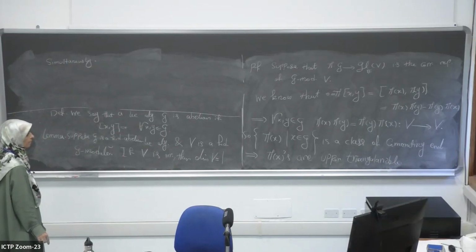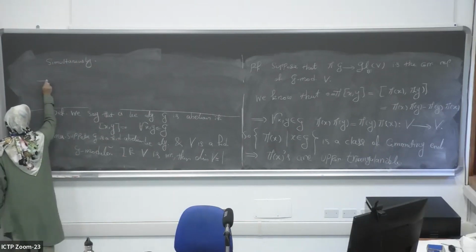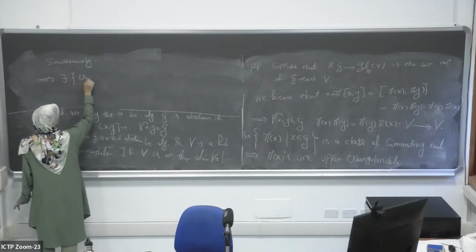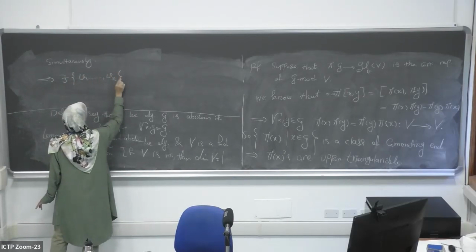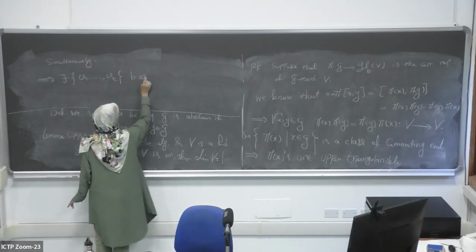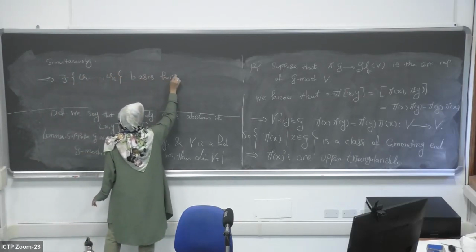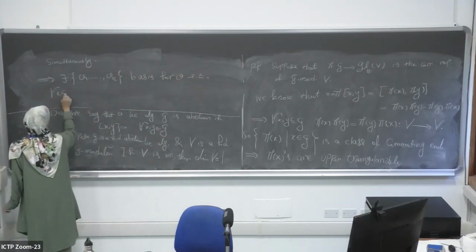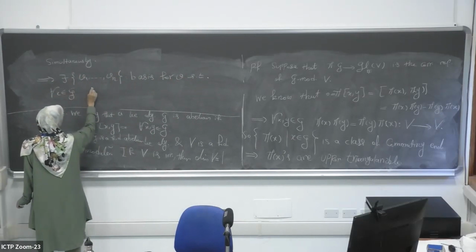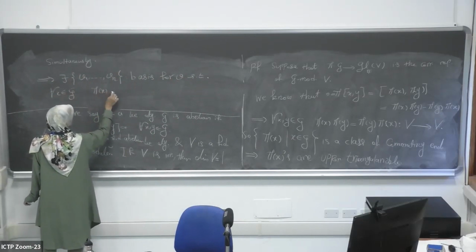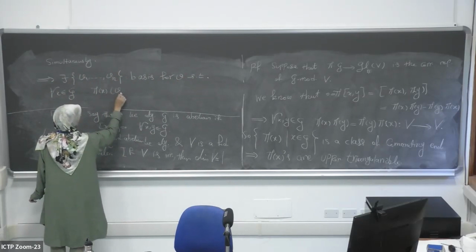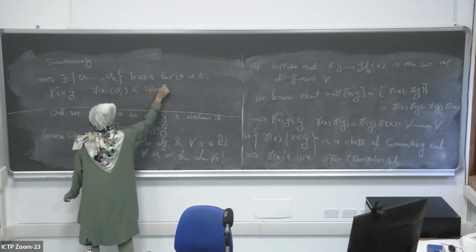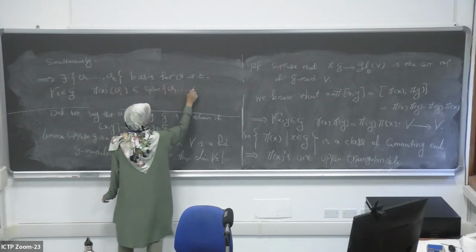Okay. So there exists a basis for V such that for each x belongs to J, phi x Vi is an element of span V1 up to Vi.